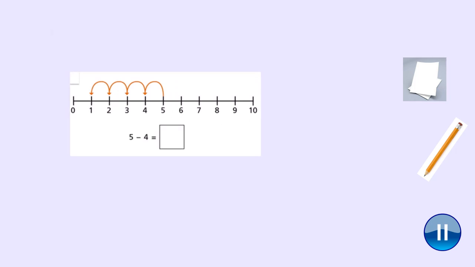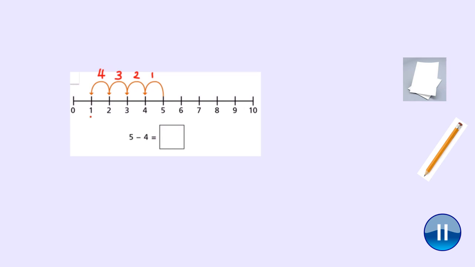Okay, let's see how you got on with the first one. The number sentence says 5 subtract 4 equals, and the jumps were already drawn on the number line for you. So you got 1 jump, 2 jump, 3 jump, 4 jumps. Remember, we're counting backwards to subtract. Where did they land when they'd done their 4 jumps?